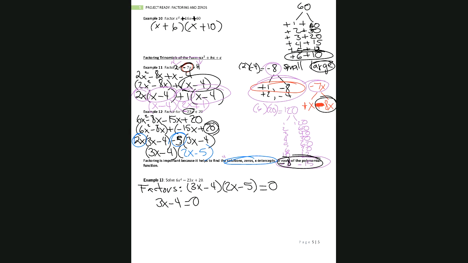So this will be 3x is equal to positive 4. So then x will be equal to 4 divided by 3. So that is one of my solutions, or we also call them roots, or we also call them zeros. So that's one of them. And then our next one will come from the other factor. So the other factor being 2x minus 5, we equal it to 0, and then we solve for x. So that will be 2x is equal to positive 5, and then x is equal to 5 divided by 2. So that will be my next solution, root or zero.